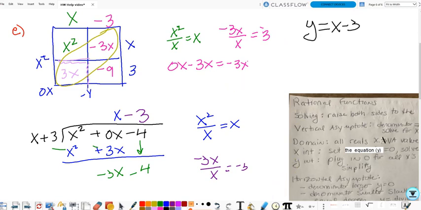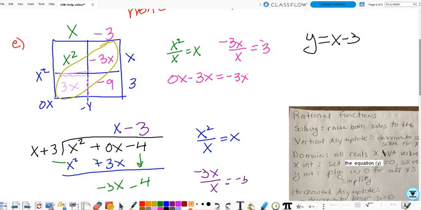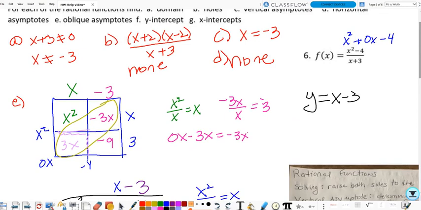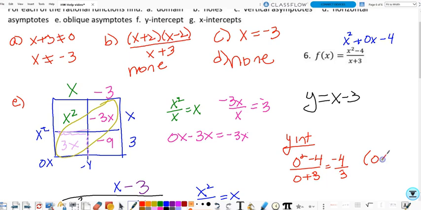We will not ask you range or end behavior when there is a slant asymptote. We're just not going to do it. Okay. Y-intercept: substitute in 0. -4/3. So 0, -4/3.